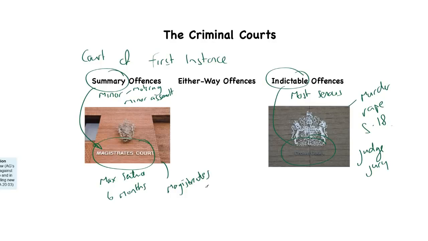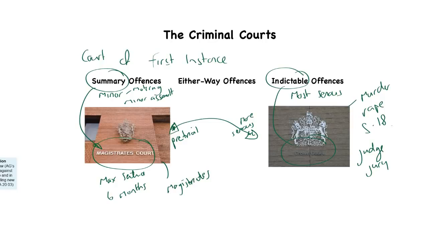Now, in the middle sit either way offences. Either way offences can be heard in either the Magistrates' Court or the Crown Court. All pre-trial work takes place in the Magistrates' Court regardless. But if an either way offence is slightly more serious, so imagine this is a scale, then it will be tried in the Crown Court.